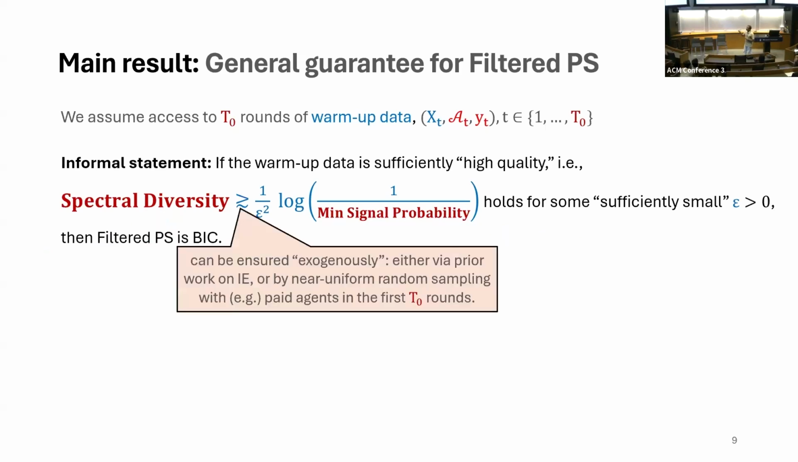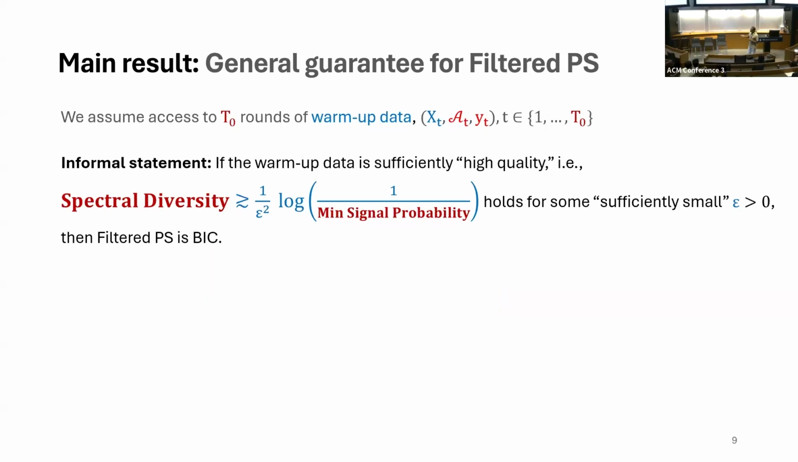Okay, now, when does this condition hold? I quickly talked about it before. This condition can be ensured exogenously, in the sense that you could either use prior work on incentivized exploration to make sure this condition holds for the warm-up data, or you could do near-uniform random sampling for T0 agents and compensate them appropriately. So you essentially need payments only for T0 rounds, and then you're good to go.